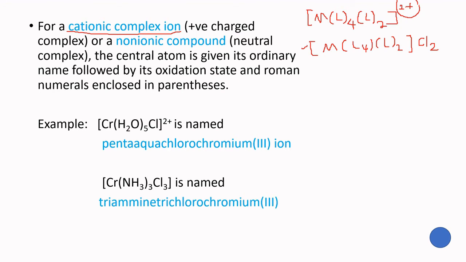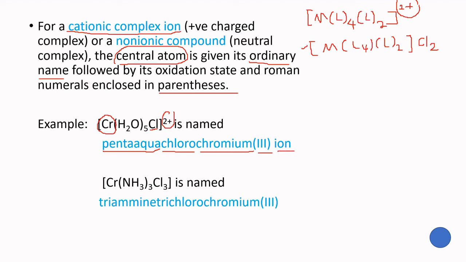So for neutral complexes, the central atom is given its ordinary name, followed by its oxidation state in Roman numerals enclosed in parentheses. Parentheses means brackets, yeah? Okay, if you look at the first example here, you have the chromium complex, which contains water ligands and a chlorine ligand. Since it has a 2 plus charge outside of the bracket, the name of the central metal atom remains the same. In this case, you have 5 water molecules, so it is pentaaqua. Then 1 chlorine, chloro. Then you have the chromium metal here, so it is chromium. And then you calculate the oxidation state of the chromium, and it is 3. But because it has a charge outside of the bracket, it is called an ion.